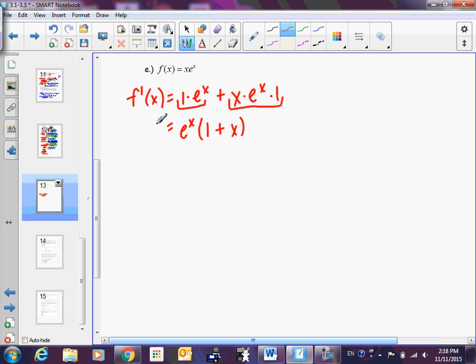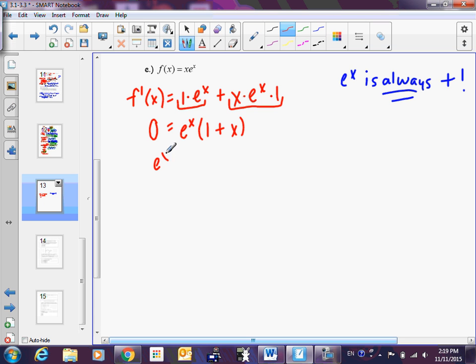So we need to consider where this thing equals 0 and where this thing is undefined. I want you to write something off to the side. E to the x is always positive, and that is a great thing in life. E to the x is always positive. So that means e to the x is always defined. It's always positive. So e to the x is not undefined. 1 plus x we know is not undefined, so I can skip straight to the 0 part.